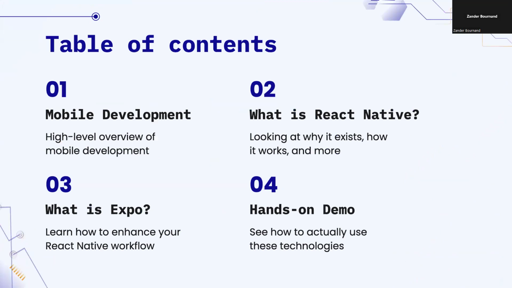Okay, so this workshop will be in two main parts. The first part will be sort of knowledge base. We'll go through slides, talk about what mobile dev is, what React Native is, and what Expo is. If you don't know what React Native or Expo is, that's fine. We'll talk about that. And then in the second half, we'll do a hands-on demo. We'll develop a productivity app where you can do to-do lists and notes.